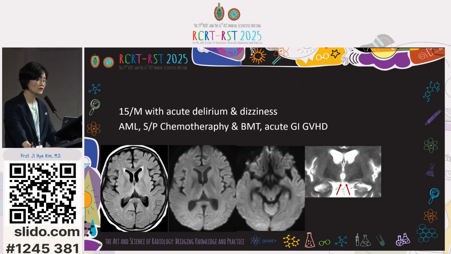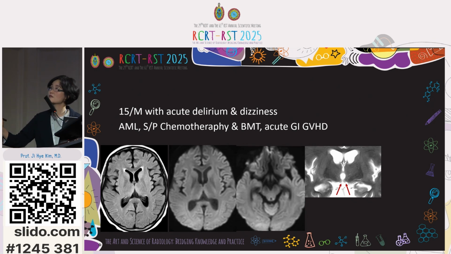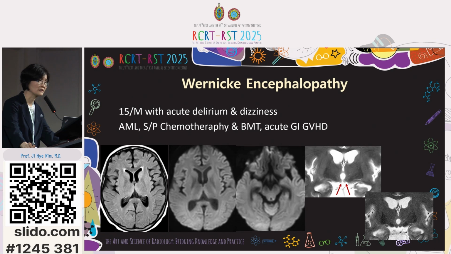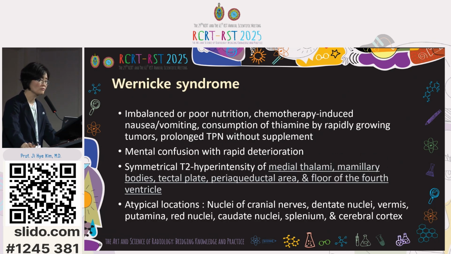Metabolic and nutritional disorders can occur in cancer patients. In this patient who was diagnosed with gut GVHD and presented with acute encephalopathy, we can see very subtle hyperintensity at the medial thalami, the periaqueductal areas, and mammillary bodies, which normalized after the treatment. So this is a typical Wernicke encephalopathy. Wernicke syndrome can occur due to diverse nutritional problems of the cancer and its treatment. A typical location is a clue for the diagnosis.